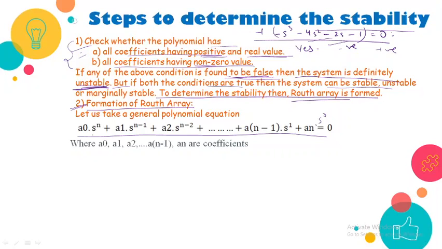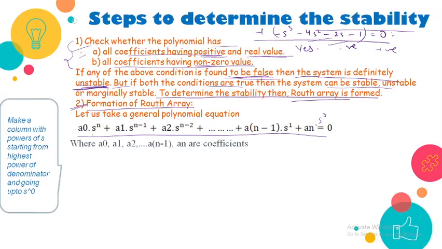If such kind of equation is given, then the steps to find out the Routh array: first step is you have to make a column with powers of s starting from the highest power. So the highest power in this equation, इस equation में highest power of s क्या है? S to the power n. n आपका कोई भी integer है, n can be any integer. So the highest power of s will be s to the power n. So you have to make a column.